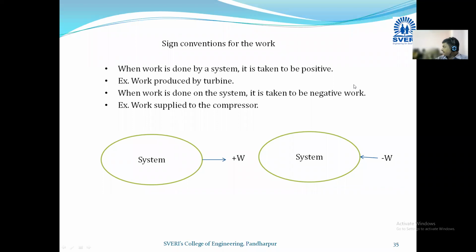Turbines are performing the work. What do turbines do? They do work. So the work produced by the turbine, by the power producing equipment, is positive work. And in the case of power absorbing devices like a pump and compressor, we are doing the work on that system, so that is the negative work.